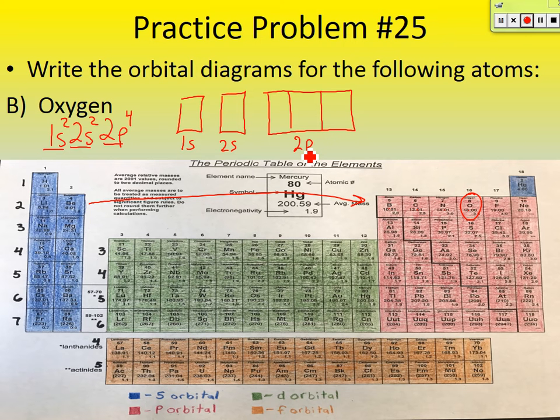Now let's go through and fill the electrons. The first energy level, 1s, is full. One electron is spinning up, the other one is spinning down. Okay, 2s is full. So we've got 1 going up, 1 going down.